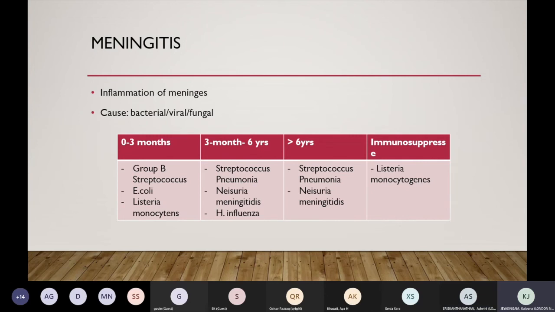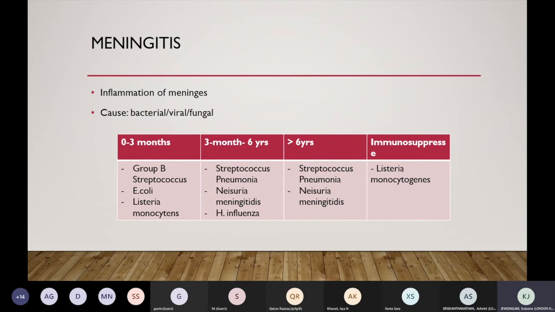So the next topic is meningitis. So what is meningitis? It's an inflammation of our meninges, which is the protective layer around the brain, an additional protection to the brain. So what are the causes? Causes could be bacterial, viral, or fungal, and depending on their age, the type of organism that causes meningitis varies.